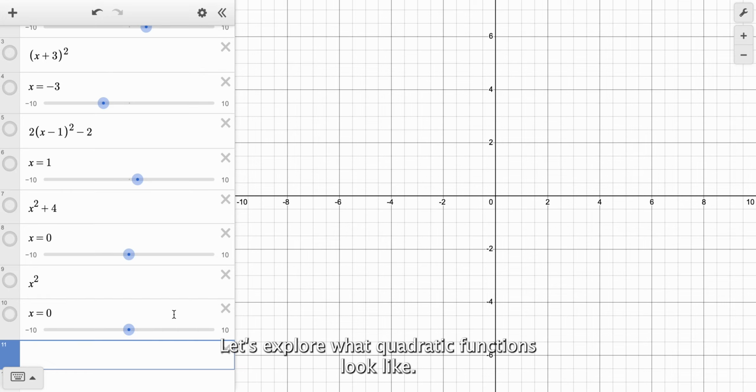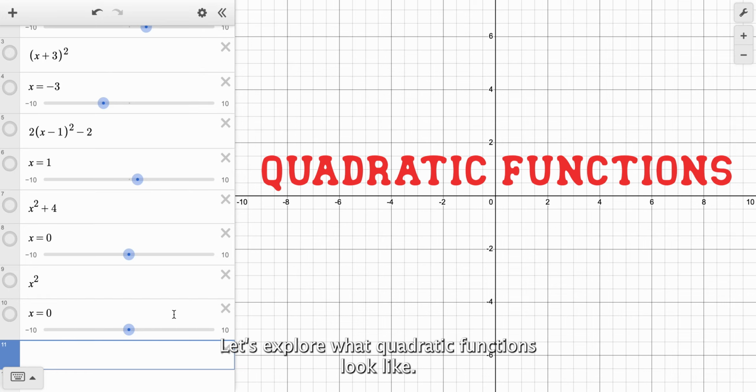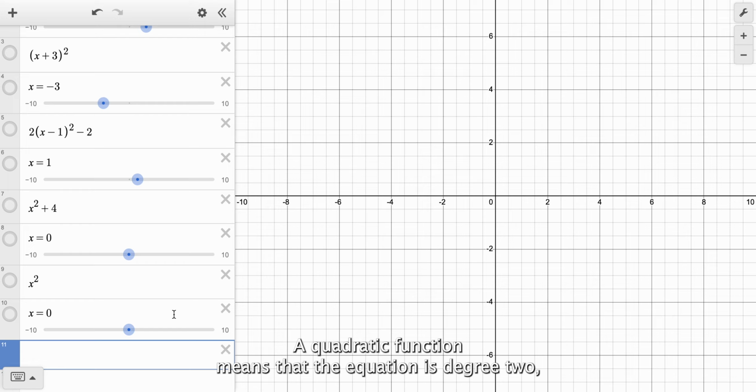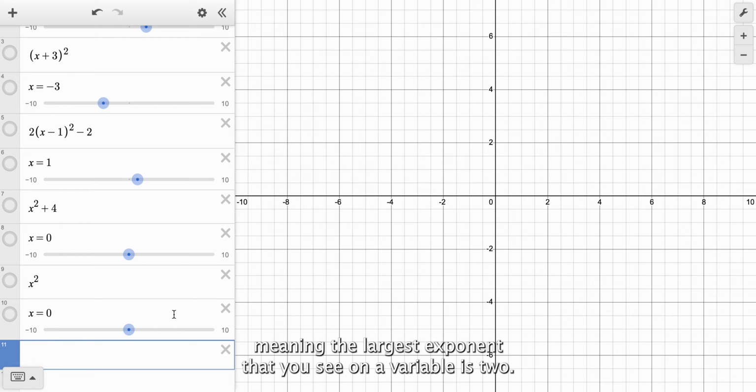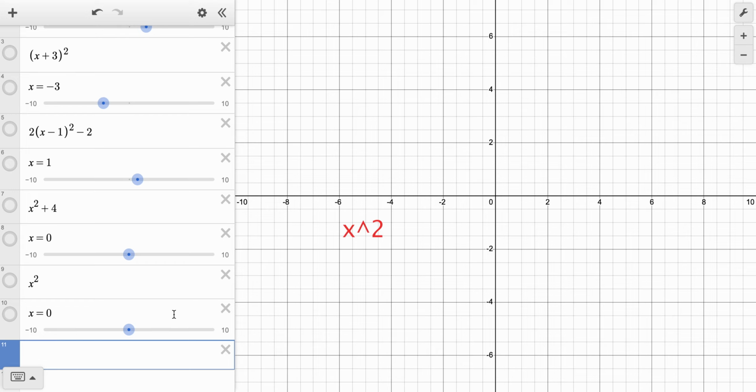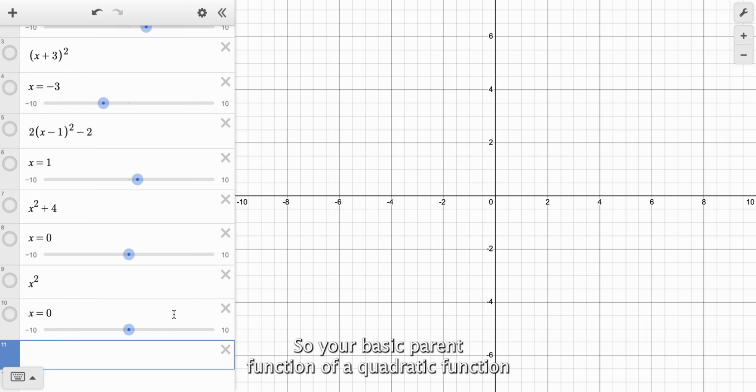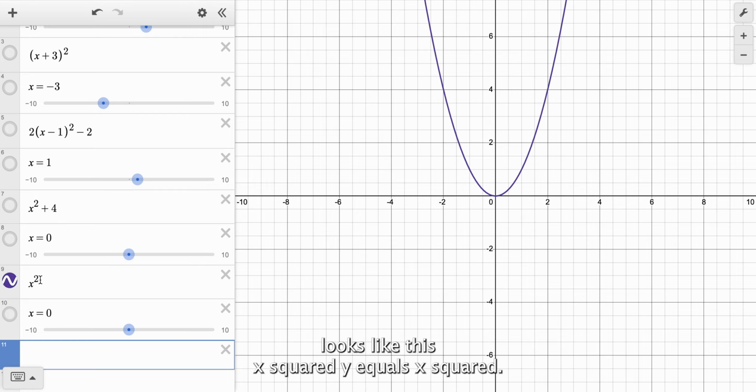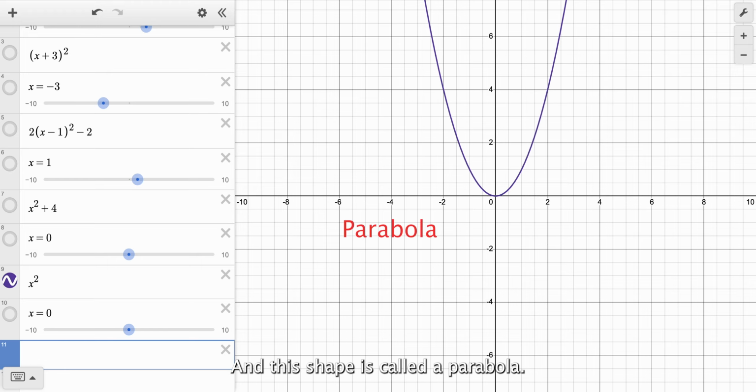Let's explore what quadratic functions look like. A quadratic function means that the equation is degree 2, meaning the largest exponent that you see on a variable is 2. So your basic parent function of a quadratic function looks like this: y equals x squared. As you can see, it's a U shape, and this shape is called a parabola.